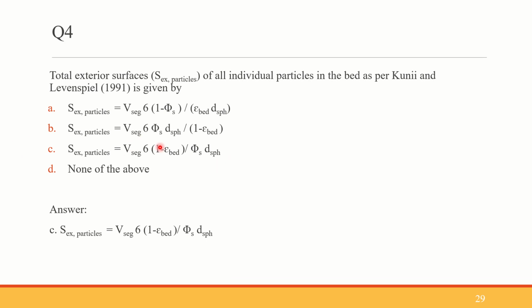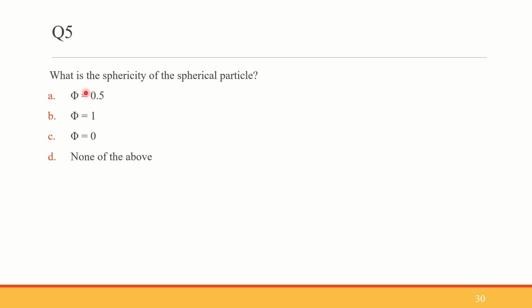So V segment into 1 minus epsilon bed gives the volume of the particles in that segment. So now moving on, we have question 5. Question 5 is about what is the sphericity of the spherical particle. Phi is equal to 0.5, phi is equal to 1, phi is equal to 0, phi is equal to none of the above. So this is a very simple question.